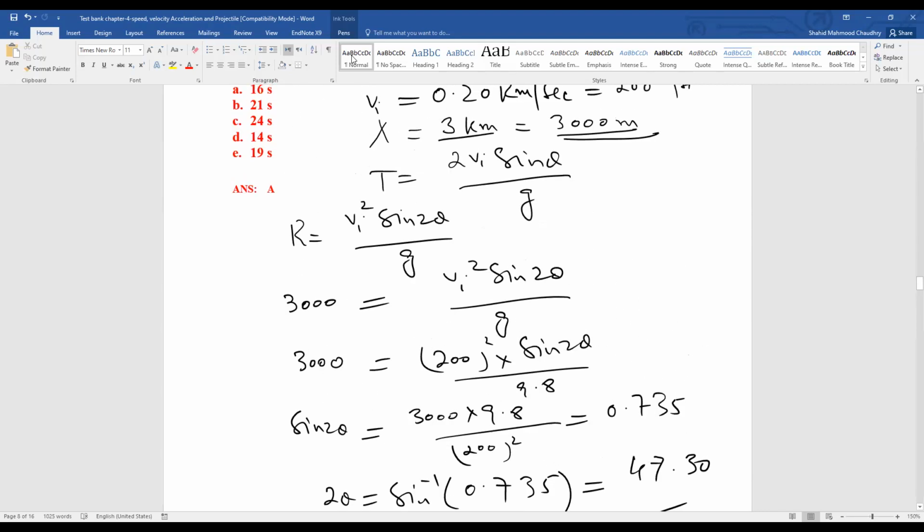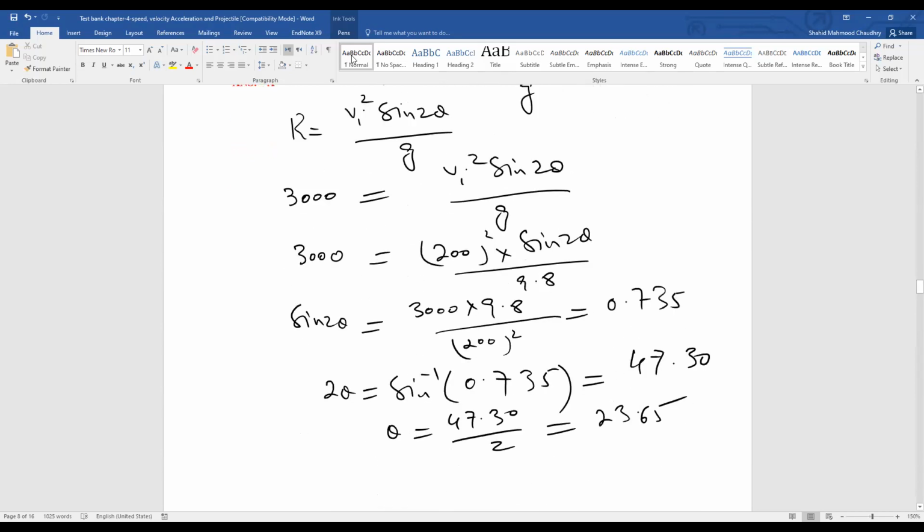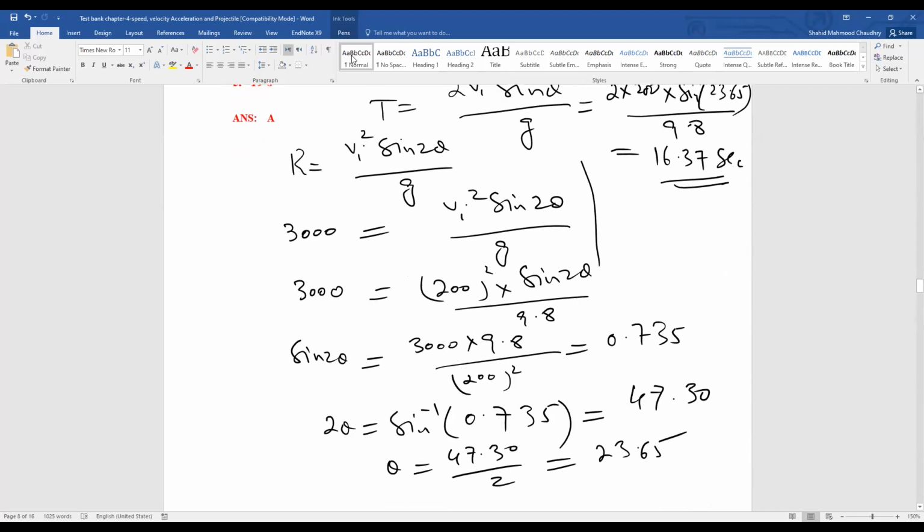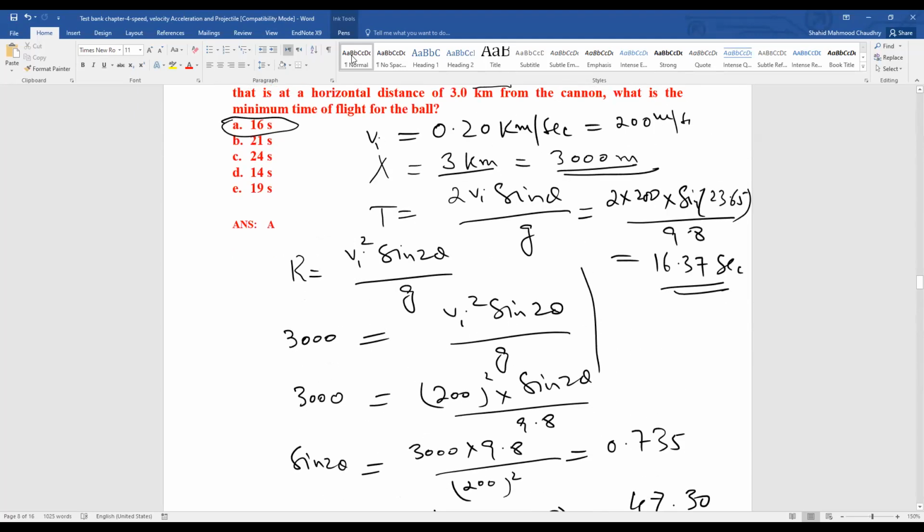We need the time of flight. So we will do 2 into 200 multiplied by sine of 23.65, divided by g, 9.8. When we solve this, we will get the answer of 16.37 second. This is the time of flight, so this is our answer. In this way you can solve this problem. In this problem, you have to apply two formulas to solve it.